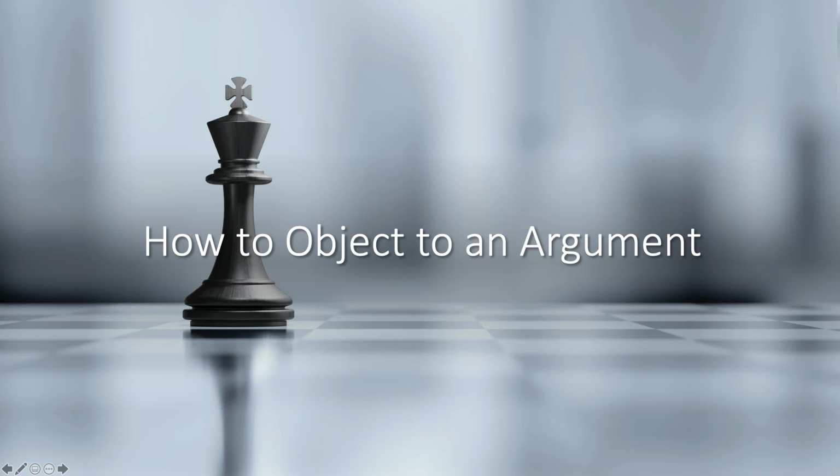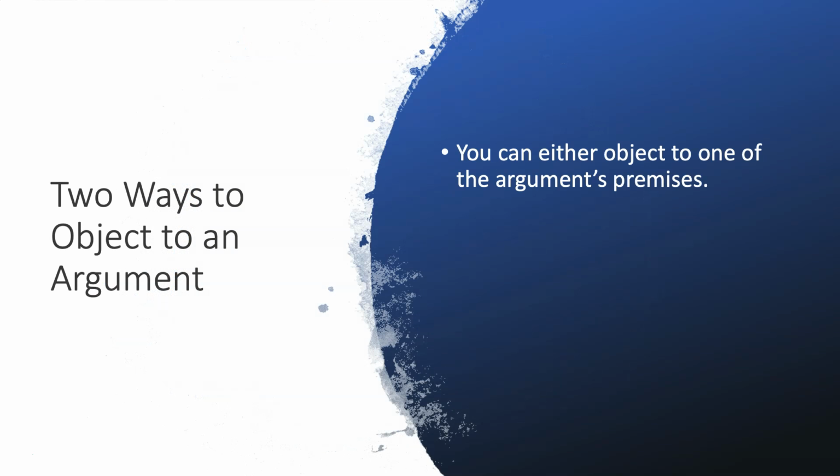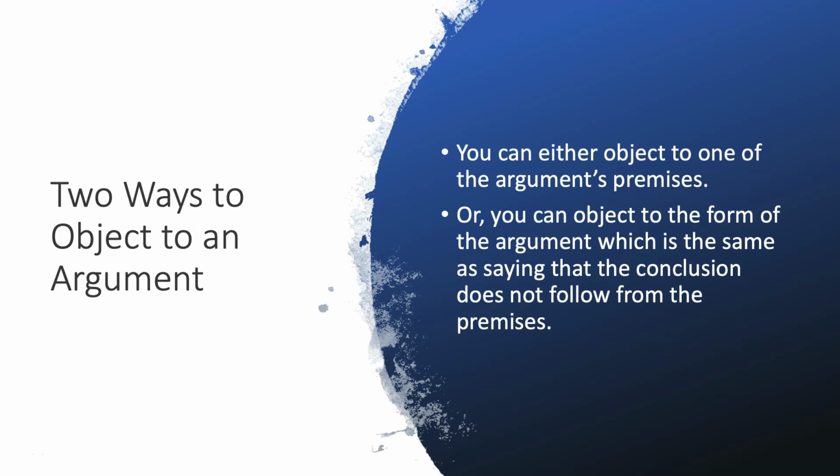In this video, we're going to talk about how to object to an argument. Now, you may be surprised to discover that there's only two ways to object to an argument. The first way is that you can object to one of the argument's premises. The other way to object to an argument is to object to the form of the argument, and this is the same as saying that the conclusion doesn't follow from the premises.